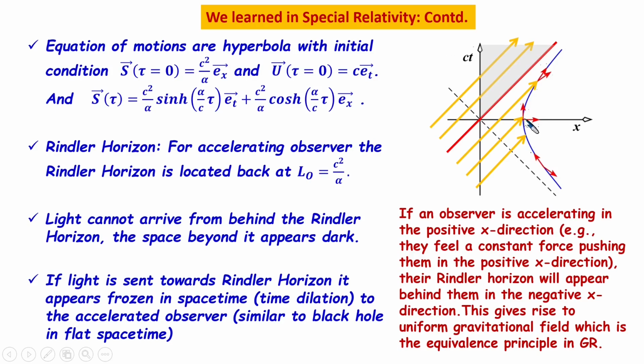So last and finally, we can see that if an observer is accelerating in the positive x direction, so this is your acceleration in the positive x direction, they feel a constant force pushing them in the positive x direction, because when they are accelerating it appears as if there is a constant force pushing them. Their Rindler's horizon will appear behind them in the negative x direction. So this appears as if it gives rise to a uniform gravitational field, which is the equivalence principle in general relativity.